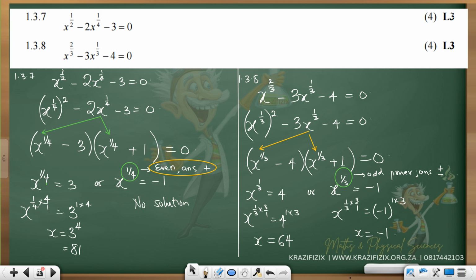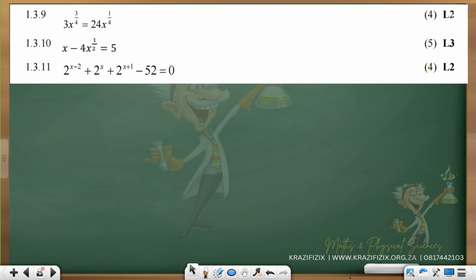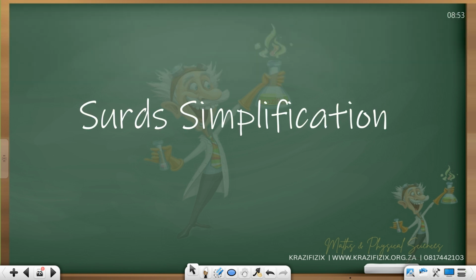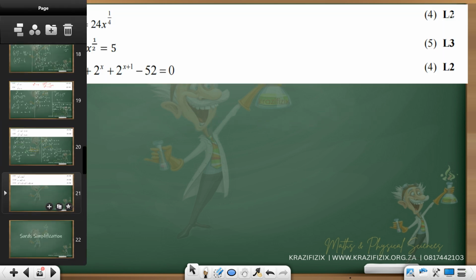I'll also teach you, before I go into surds, I'll quickly take you on some grade 11s, something you must know on logs. Very important. Okay, let me duplicate this page.